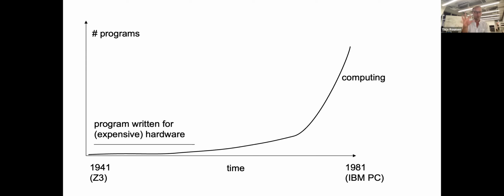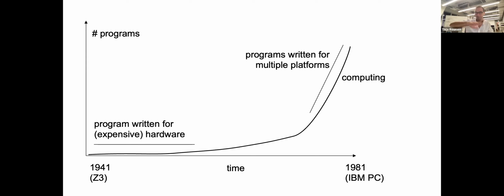So you would write your code so that it would run on one specific piece of hardware. And whenever you would change the hardware, you would have to throw away the code, start over again, and adapt to the new context. And then later in that timeline, there's a period where programs were written for multiple platforms, right?